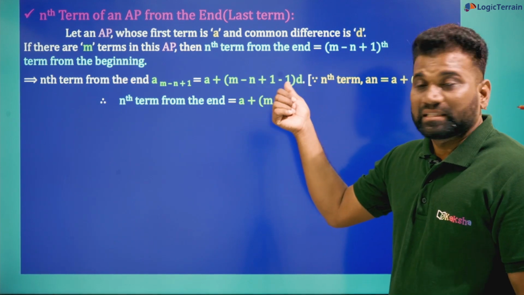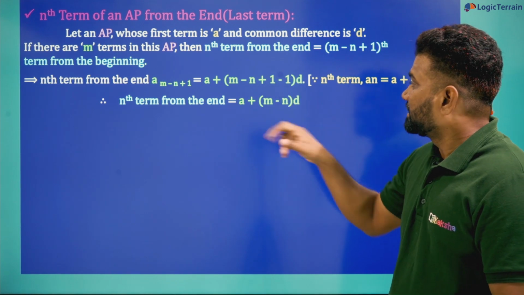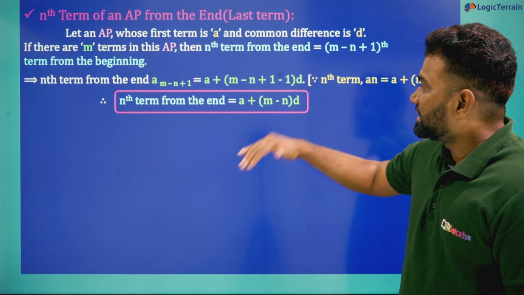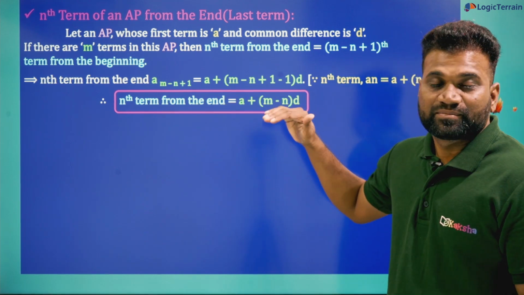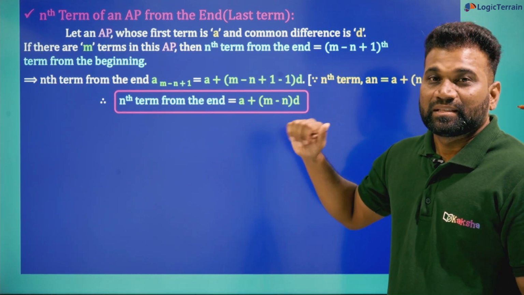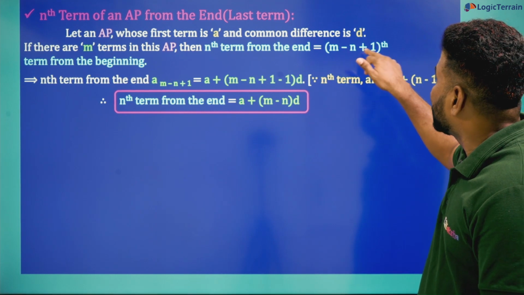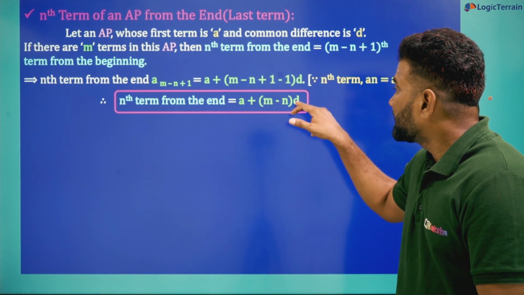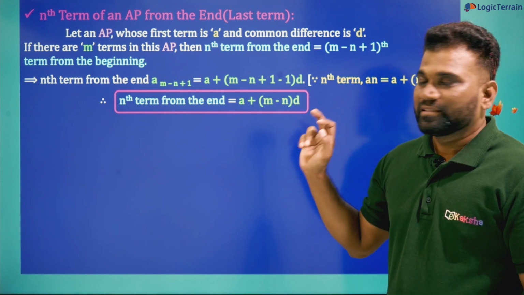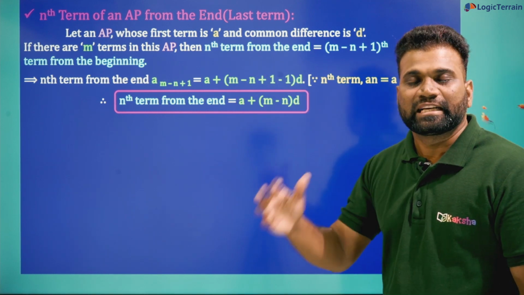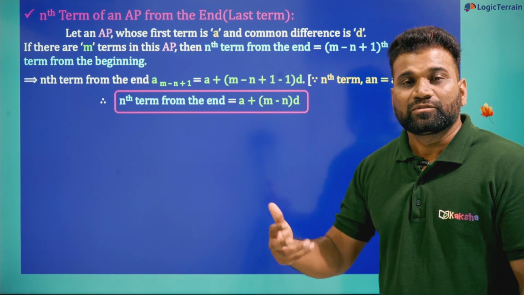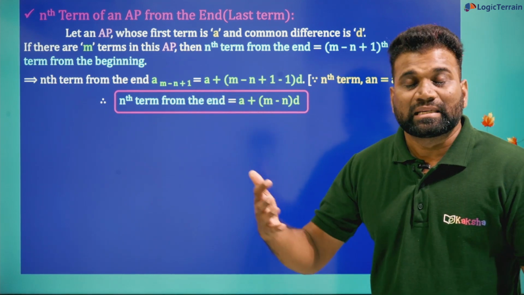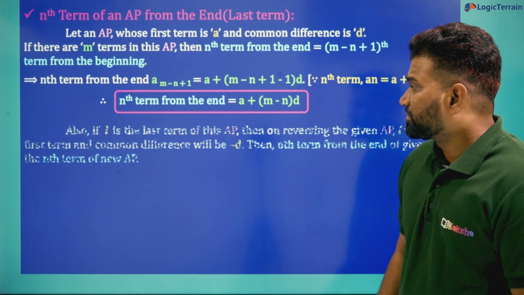Simplifying further, plus 1 minus 1 gets cancelled, then we get a plus (m minus n) d. So this is the nth term from the end. The position is the (m minus n plus 1)th term and that term is a plus (m minus n) d. So by using this information we can find any term from the end. Clear?